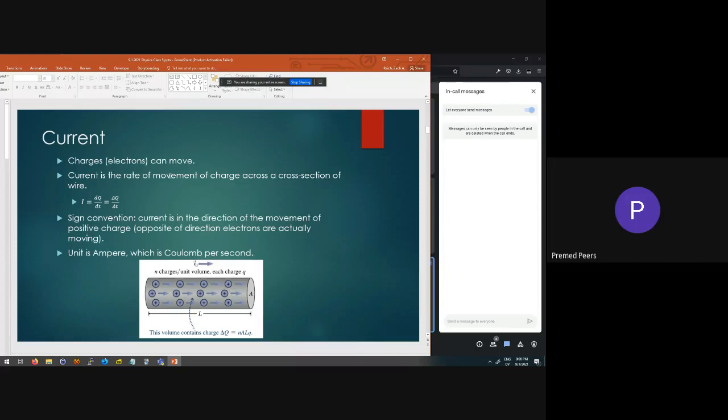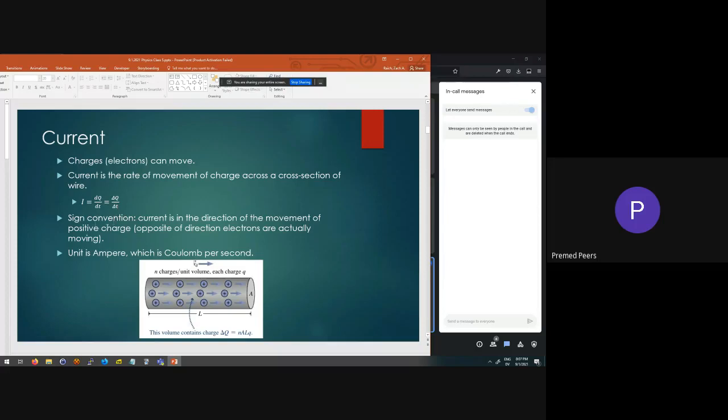Current is just the rate of movement of charge across something, usually across a wire. Here's your formula, but it's pretty self-explanatory. It's the rate of movement of charge. Here's the calculus one, dq dt, but you don't have to know calculus for the MCAT. For the MCAT, if they asked you to find the average current, you could just take the change in charge over the change in time.